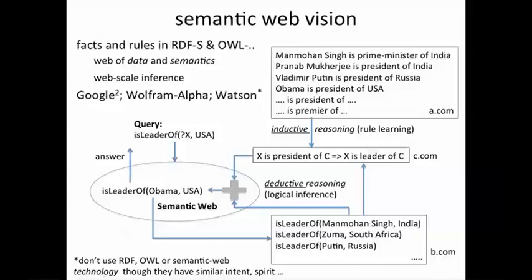At the same time, their use to actually perform reasoning has not necessarily proceeded in exactly the same way as originally envisioned. Google Squared, Wolfram Alpha, Watson do in fact reason using facts learned from the web, but not necessarily using the same technology backbone.